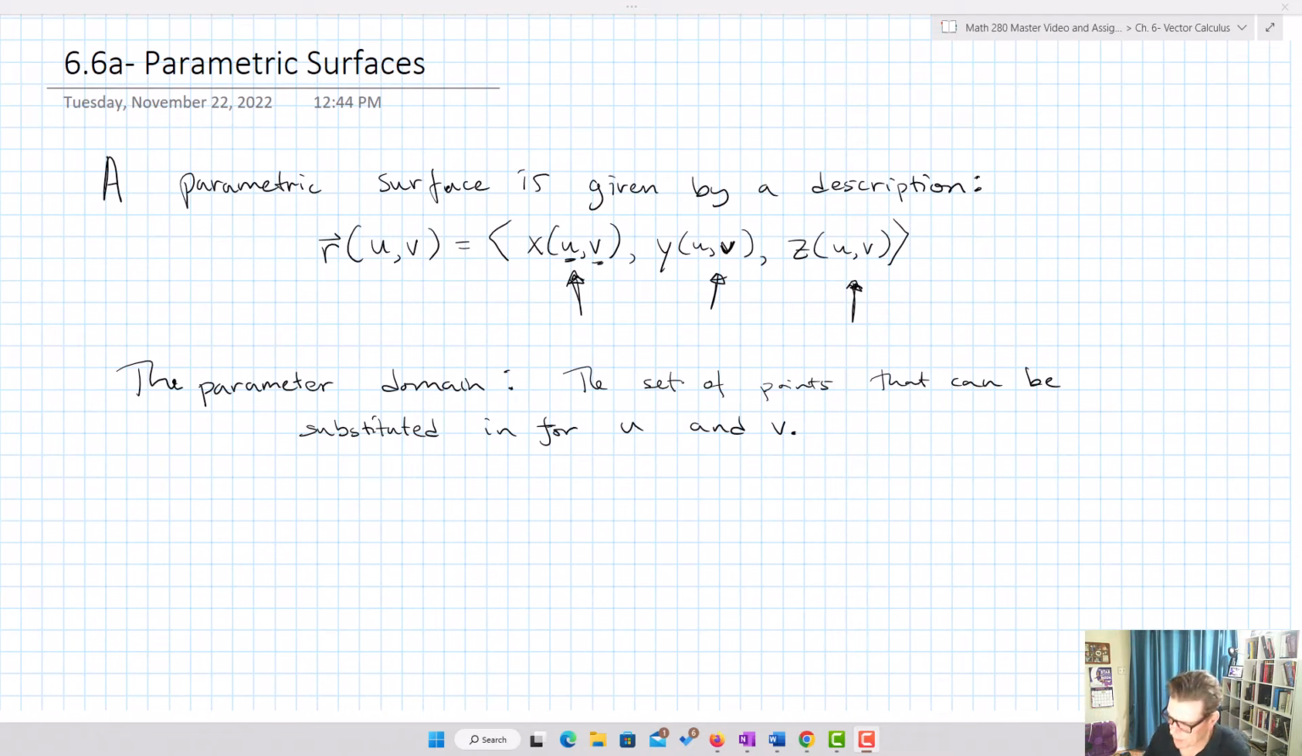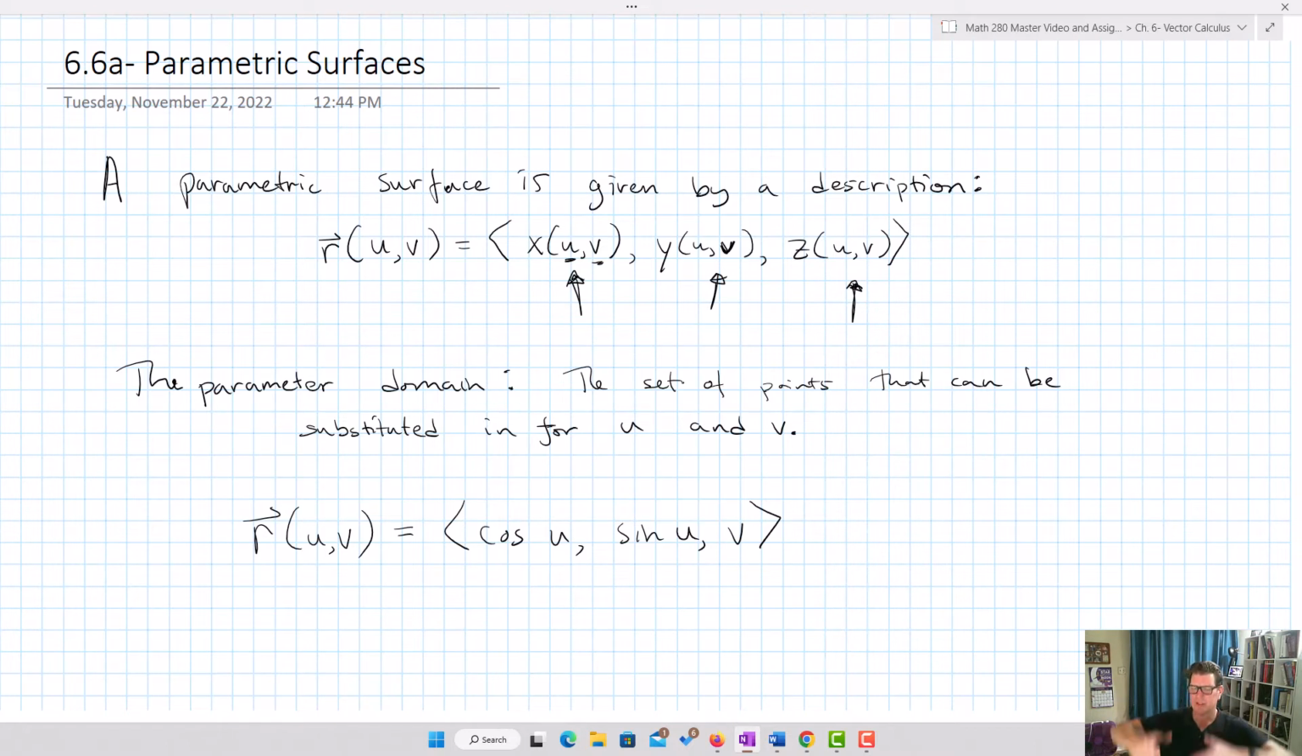To give you an example of that, let's say I have r of u, v equal to cosine u, sine u, v. We'll talk more about how I know, but if I said any value for u and v that I want, then what I get is a circle of radius 1, and it's going to be a cylinder, actually, pardon me. We're going to have these circles moving up and down the z-axis.